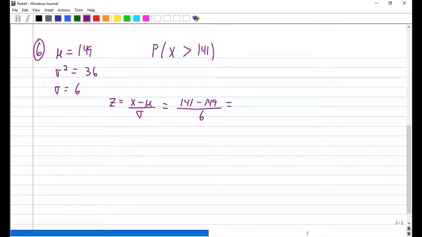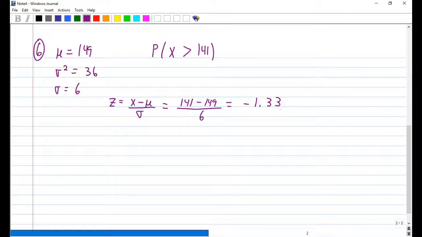Alright, so when you work this out, all z-scores will round to 2 places. So if you say 141 minus 149 and divide by 6, then you're going to get negative 4/3 or negative 1.3 repeating. But we're going to stop here at the second number because that's as far as we take a z-score out, and that would be rounded to that position.